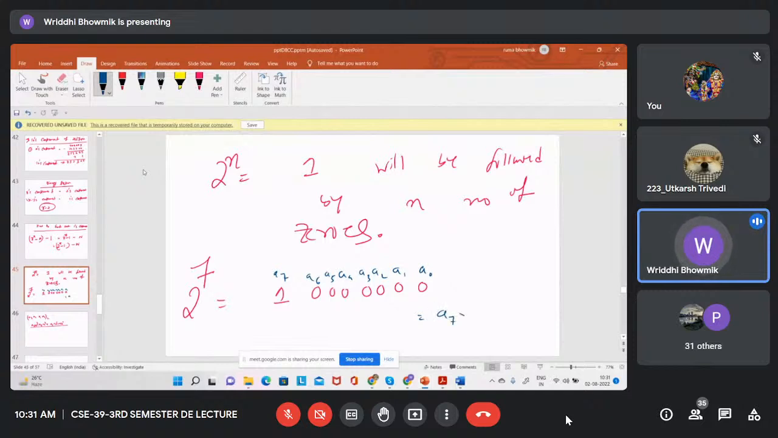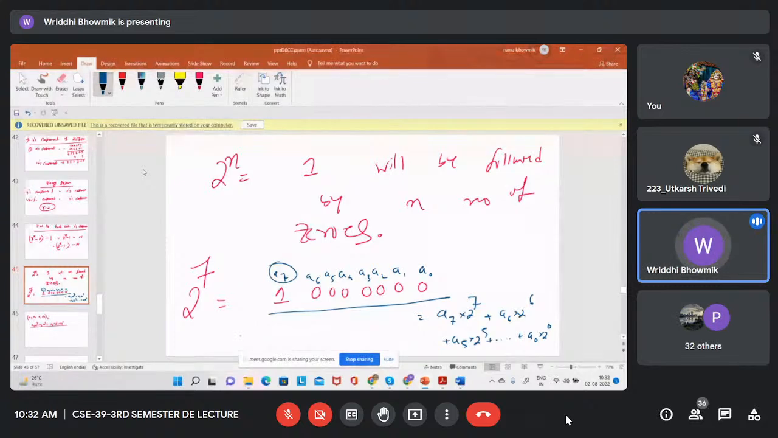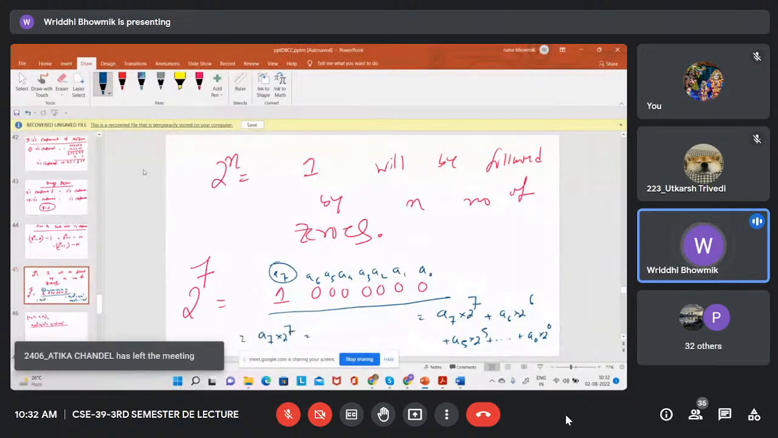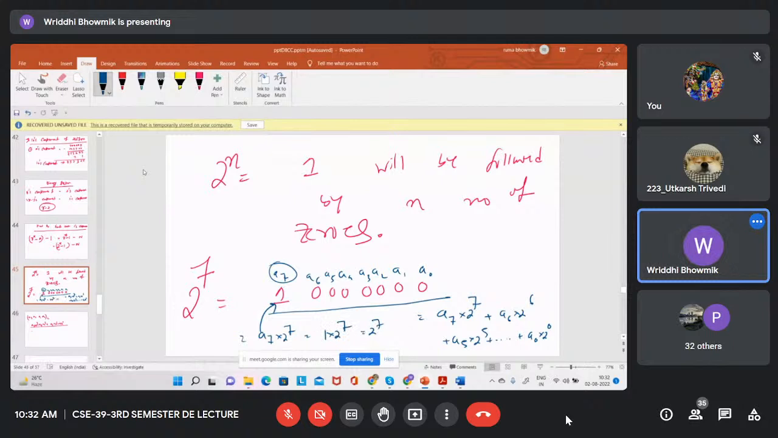So your A7 will be multiplied by 2 to the power 7, and then A6 will be multiplied by 2 to the power 6, A5 will be multiplied by 2 to the power 5, plus dot dot, plus A0 will be multiplied by 2 to the power 0. But you see here, except A7, all the coefficients are 0. So automatically you will find A7 into 2 to the power 7, and A7 means 1. So 1 into 2 to the power 7 is 2 to the power 7. In this way, we can represent 2 to the power 7. So 1 will be followed by n number of zeros. Okay?